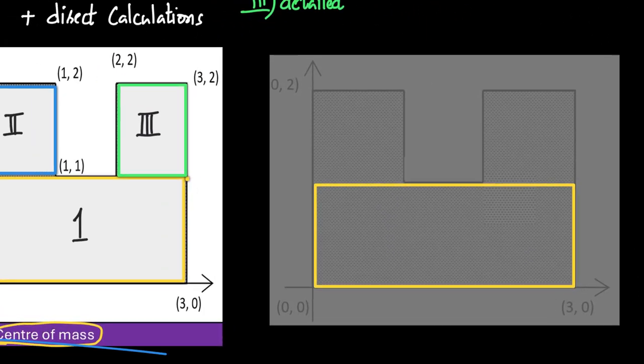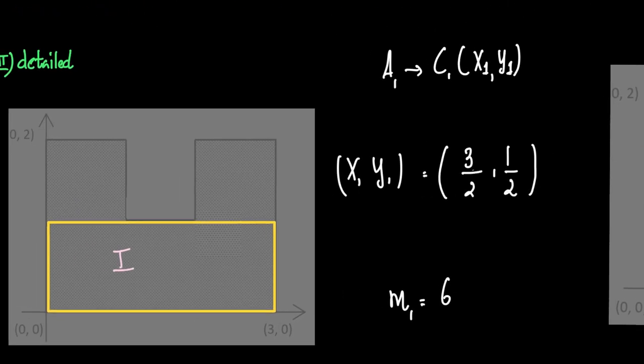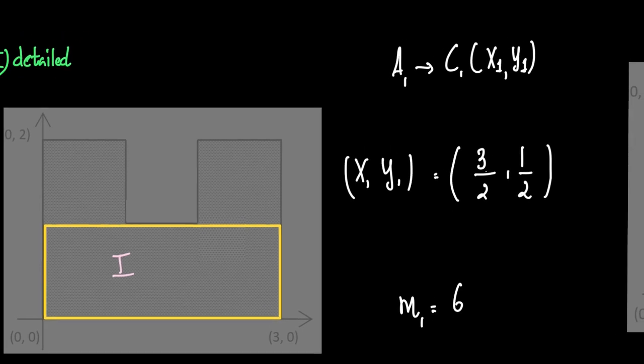mass. So what I've done is I've divided this complete figure into 3 different areas: area 1, area 2, and area 3. First, we'll consider the calculation for area 1. Now, for area 1, the coordinate of center of mass is C1, which is x1, y1. And we know that x1, y1 is equal to, this distance is 3, this distance is 1.